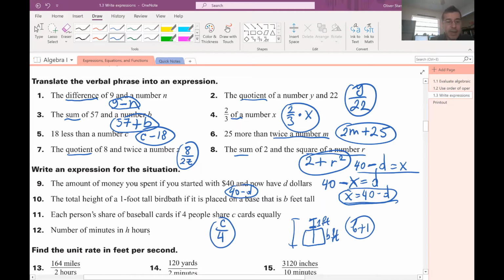Number of minutes in h hours. So 1 hour has 60 minutes. So this would be 60 times h. That's the expression. If it's 1 hour, it has 1 times 60, 60 minutes. But if it is 2 hours, 2 times 60 is 120 minutes, and so forth. So 60 times h is the expression.